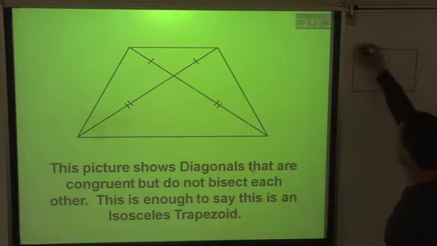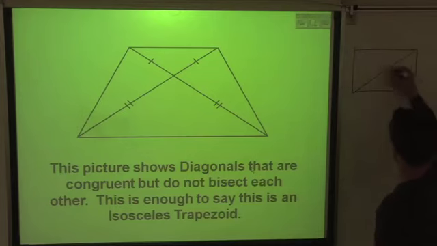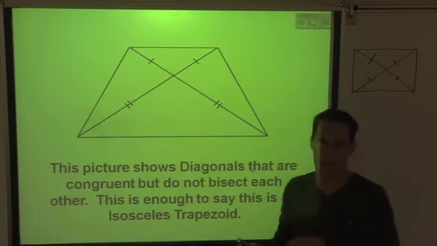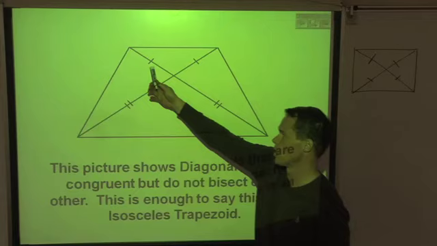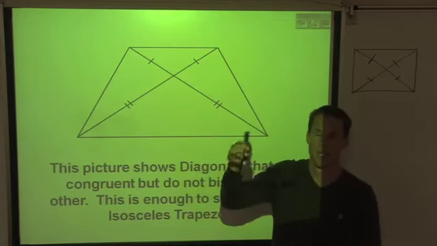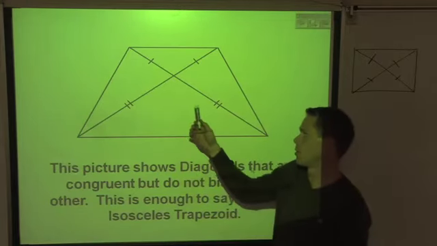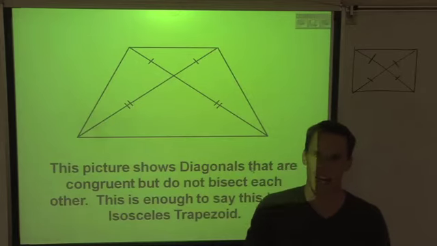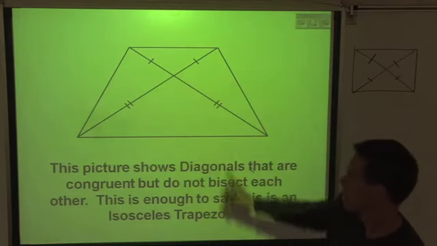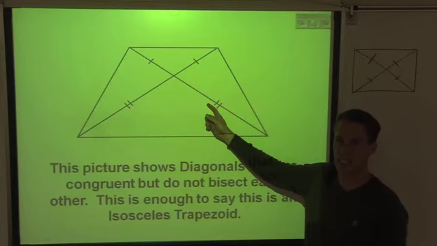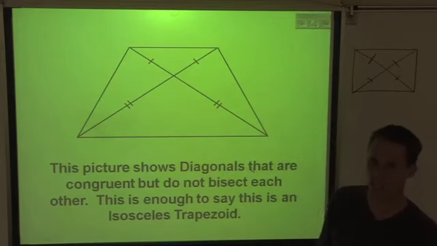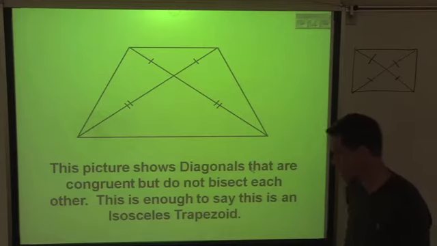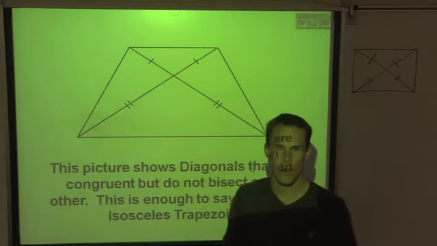If we have a rectangle, they will be congruent and bisect. If we have an isosceles trapezoid, they will be congruent, but they won't bisect, and they will create isosceles triangles. That's your hint. Congruent but not bisecting, but still has isosceles triangles. That is what will make an isosceles trapezoid. That's it for trapezoids as a whole.